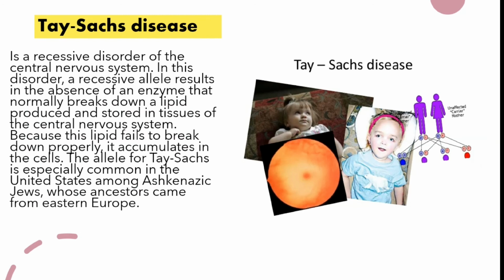Tay-Sachs disease is a recessive disorder of the central nervous system. In this disorder, a recessive allele results in the absence of an enzyme that normally breaks down a lipid produced and stored in tissues of the central nervous system. Because this lipid fails to break down properly, it accumulates in the cells. The allele for Tay-Sachs is especially common in the United States among Ashkenazic Jews whose ancestors came from Eastern Europe.